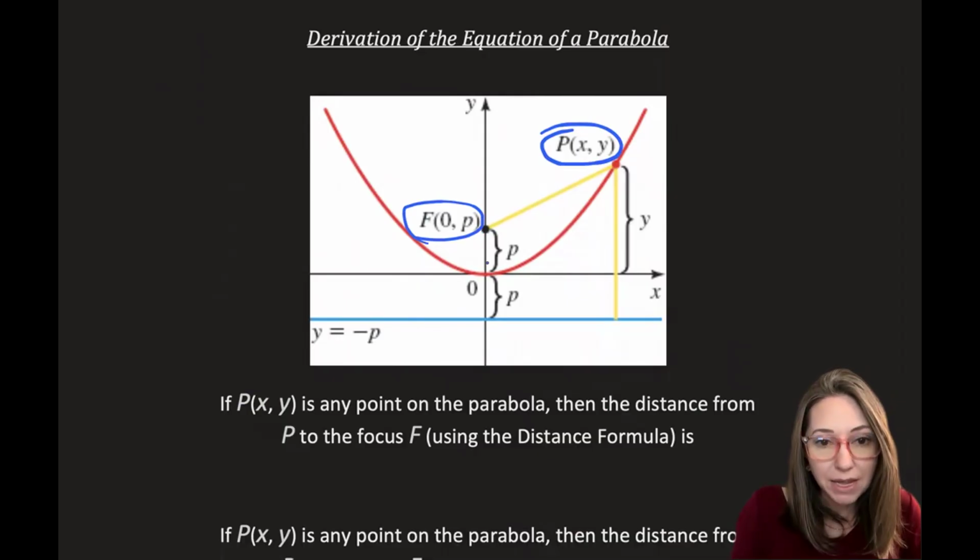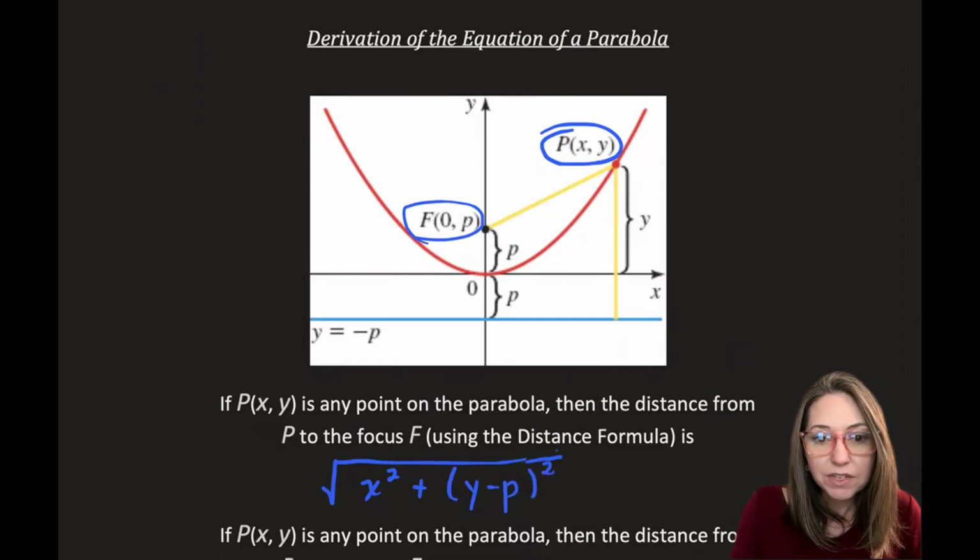So if we let little p be the distance from the vertex to the focus, then the focus, if the parabola opens up, is at the point 0, comma p, and any random point on the parabola we call x, y. So the distance between them by the distance formula is equal to the square root of the distance between the x's, x minus 0, all squared, or just x squared, plus the distance between the y's, the y coordinate here minus the y coordinate there, all squared. So y minus p, all squared. So that's the distance here.